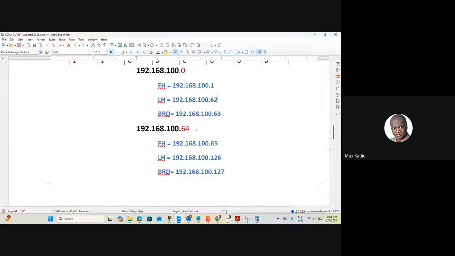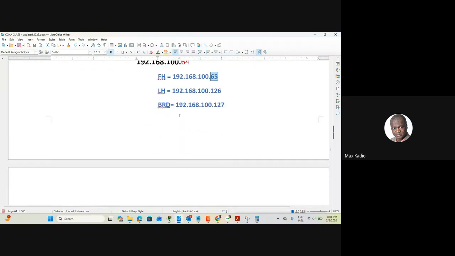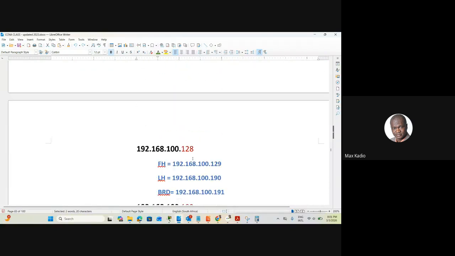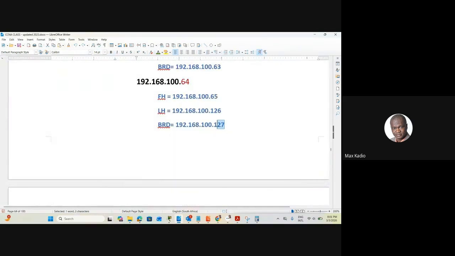If I take this network, the very first is the network plus 1. To find the broadcast, I do the next network minus 1. And to find the last host I can assign to a PC, I do the broadcast minus 1. And that's all. It's finished. If you know this one, you have your CCNA in hand.